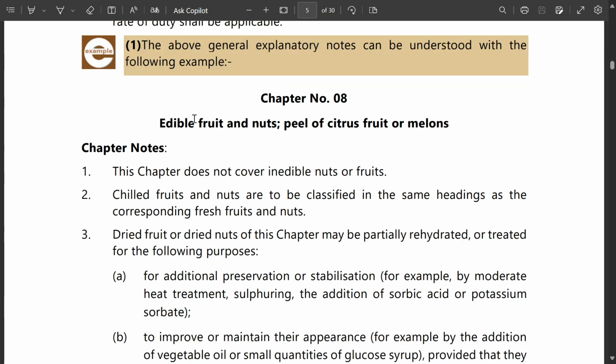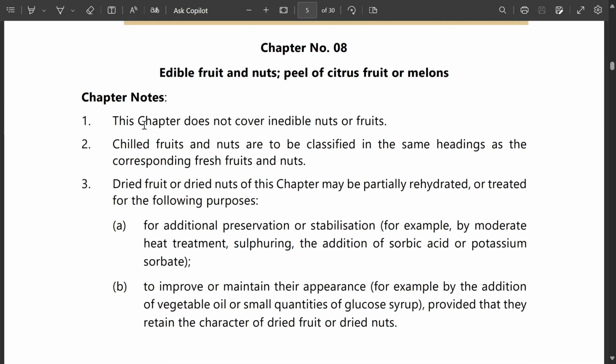Chapter 8. Edible fruits, nuts, peels of citrus fruits and melon. Chapter note: the chapter does not cover inedible fruits or nuts. Chilled fruits and nuts are to be classified in the same heading as the corresponding fresh fruits and nuts.